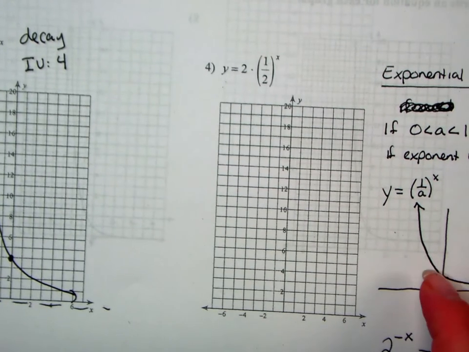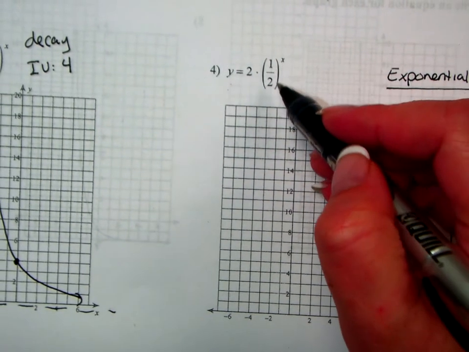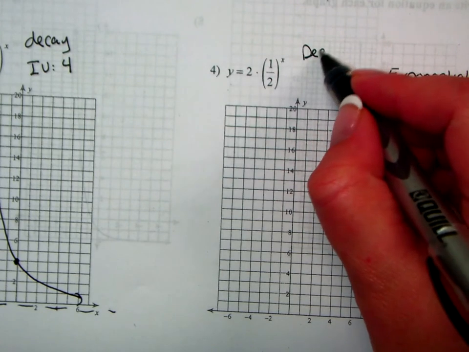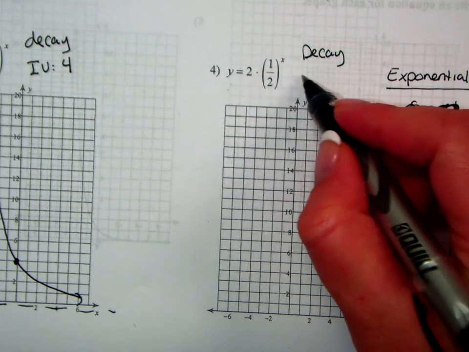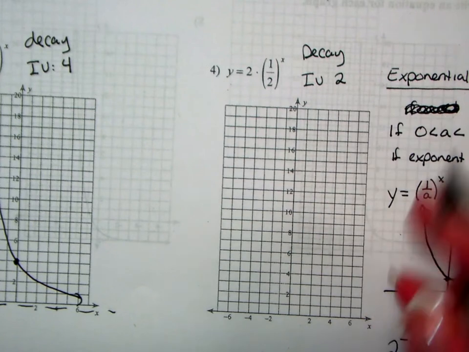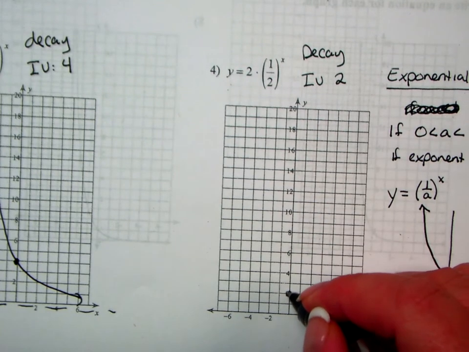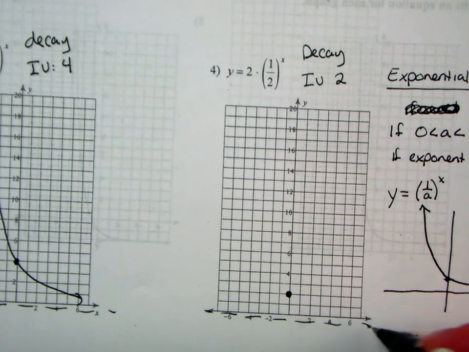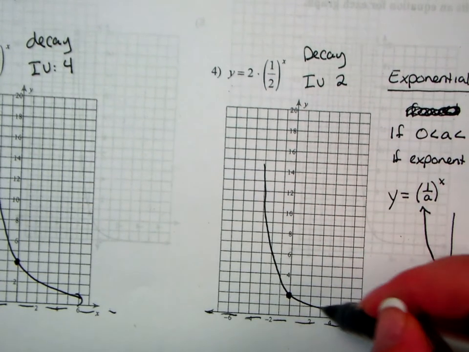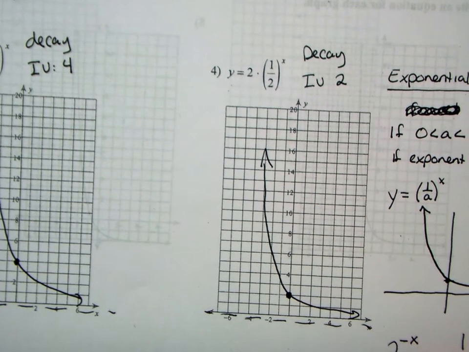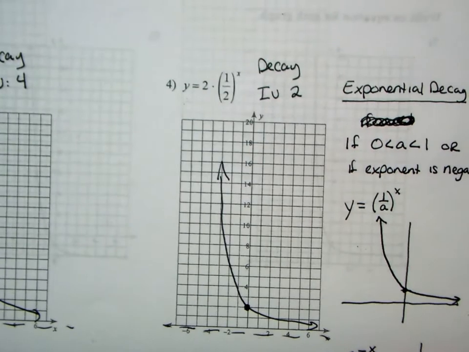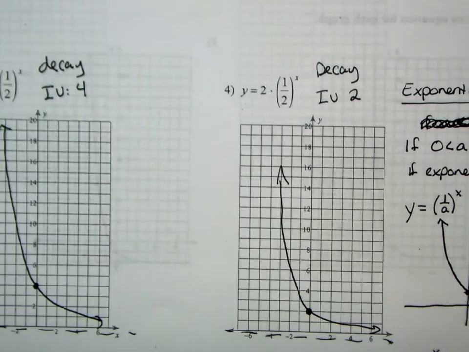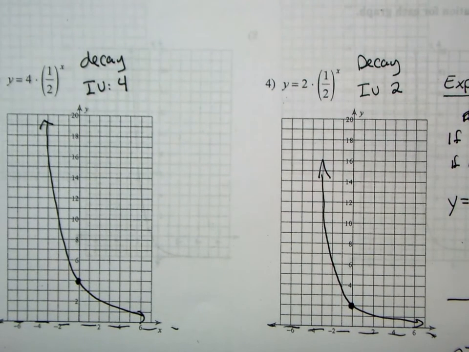Right? 2 times 1/2 to the x. Again, the base here is a fraction. The exponent is positive, so this is a decay. The initial value is 2. So I'm going to put the y-intercept at 2 and the asymptote at 0 and draw a decay function through that point. Right? So just make sure you can tell the difference between a growth or a decay, and you'll probably be over halfway there.